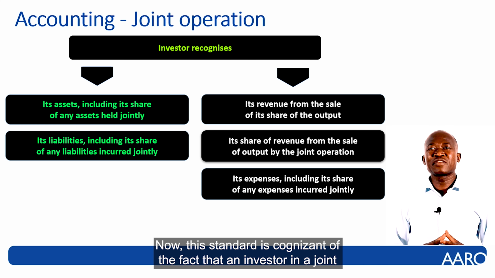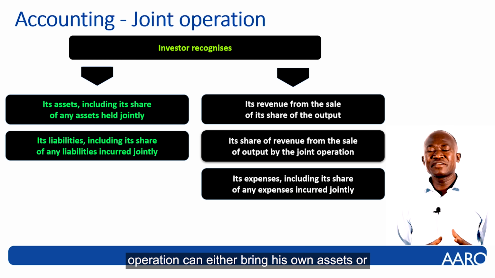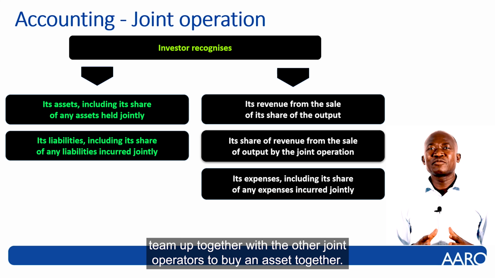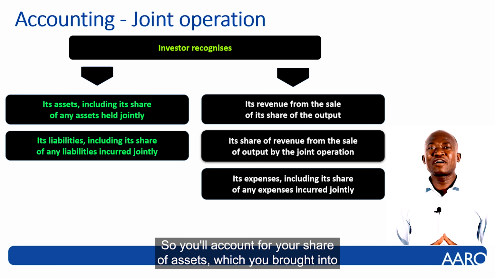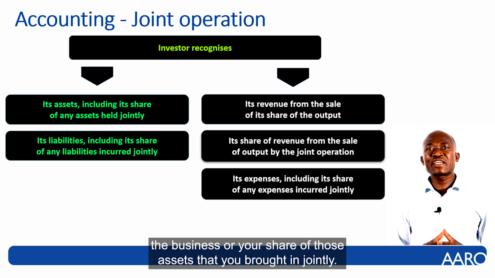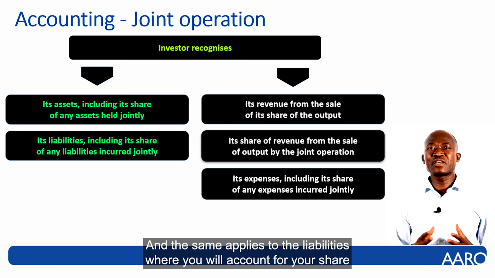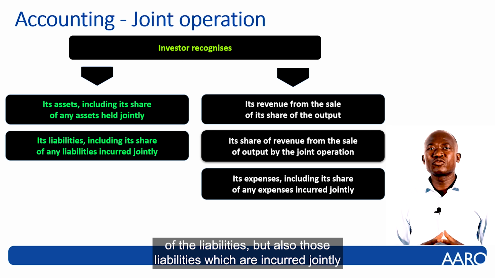Now, this standard is cognizant of the fact that an investor in a joint operation can either bring his own assets or team up together with the other joint operators to buy an asset together. So you will account for your share of assets which you brought into the business, or your share of those assets that you brought in jointly, those that you bought jointly together. And the same applies to the liabilities, where you will account for your share of the liabilities, but also those liabilities which are incurred jointly.